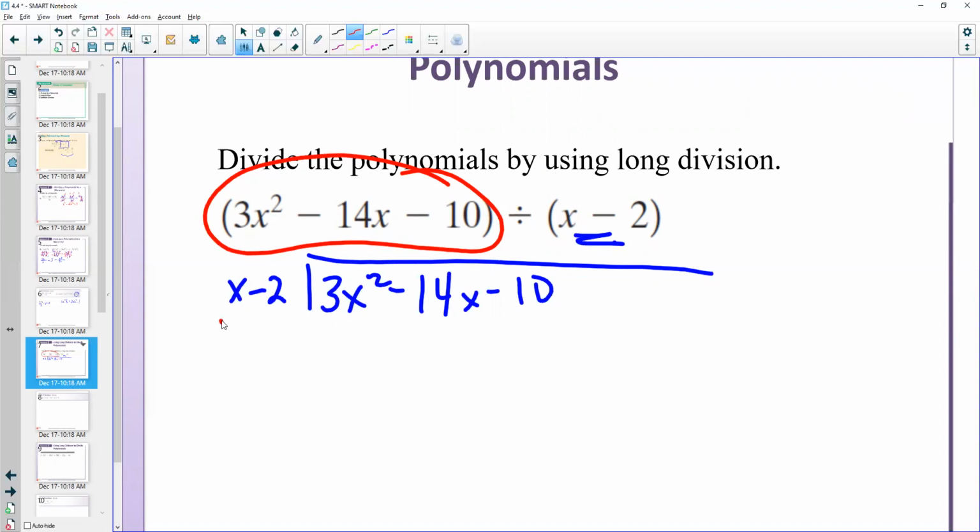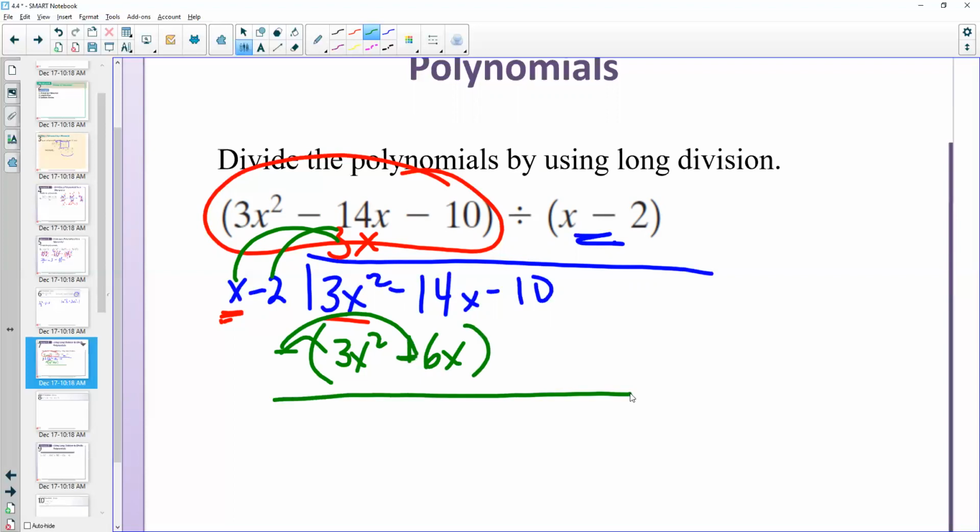What I'm going to look at is how do I turn this x into a 3x squared? Well, I would need to multiply by 3, and I need another x. So what I do is I multiply. 3x times x is 3x squared. 3x times negative 2 is minus 6x. This becomes a minus, that becomes a plus. Okay, so 3x squared minus 3x squared cancels. Negative 14x plus 6x is minus 8x. Bring down the negative 10.